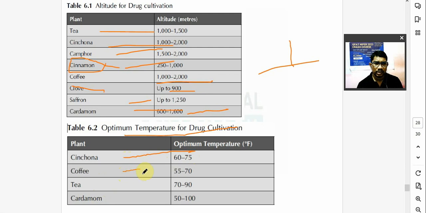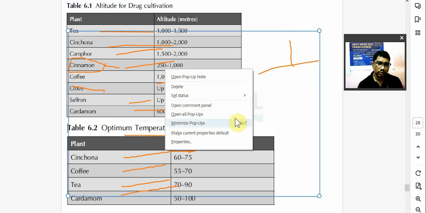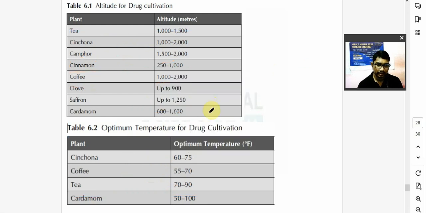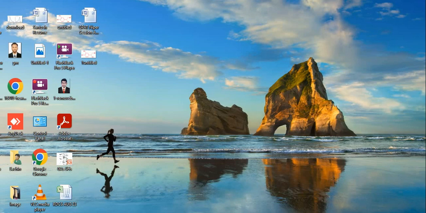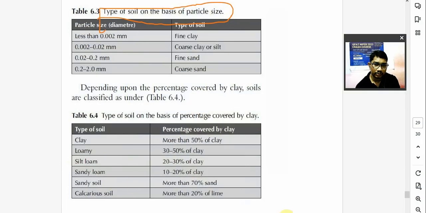So okay, type of soil is also important. So type of soil on the basis of particle size, so fine clay will have particle size less than 0.002 mm. ठीक है, coarse clay and silt will have 0.002 to 0.02 mm. सॉइल का डायमीटर, सॉइल का एक छोटा सा यूनिट जो होता है पत्थर मिट्टी का उसका यूनिट। So fine sand, you will have particle size in the range of 0.02 to 0.2 mm. For coarse sand 0.2 to 2 mm.